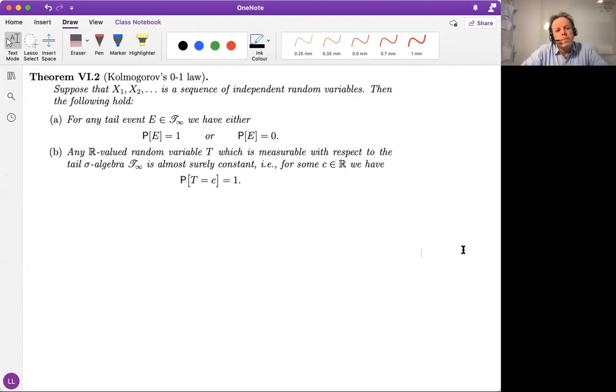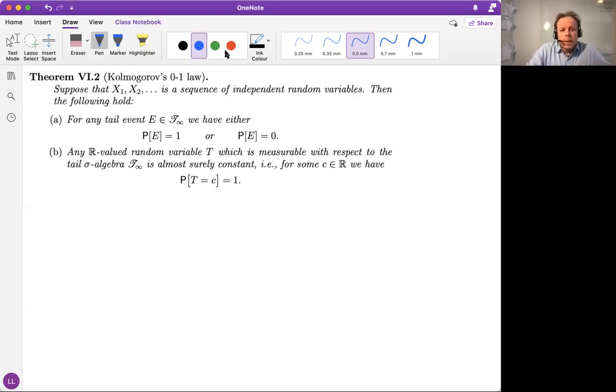Here we have the deep theorem that I mentioned already, the so-called Kolmogorov's 0-1 law. The statement is that if we have a sequence of independent random variables, then for any tail event, either the probability of the tail event is 1 or it is 0, but nothing in between. The other claim is that any random variable which is measurable with respect to the tail sigma algebra must be constant with probability 1.